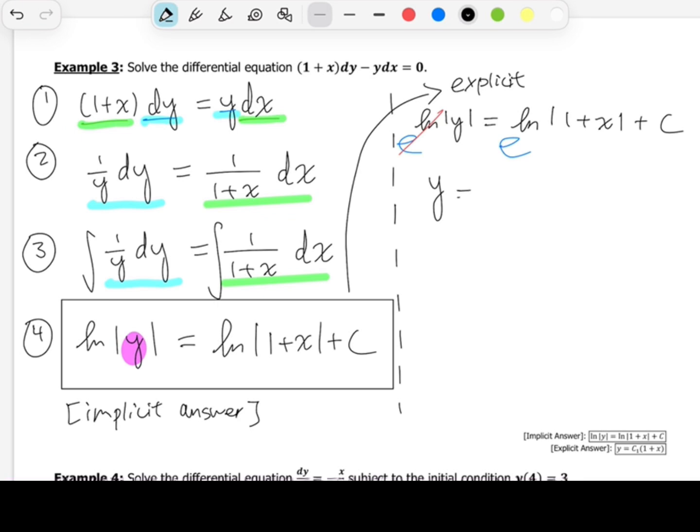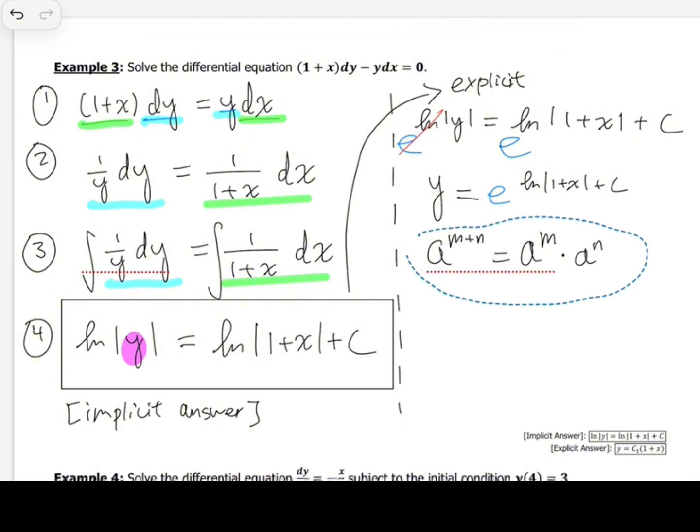But on the right side, here, first let's rewrite this, e to the ln of 1 plus x plus c. Now, if you recall your exponent rules, when you have something like a to the m plus n, you can break that down into a to the m times a to the n. And this is your exponent product rules. Now, let me just make this smaller so that we'll have some space.